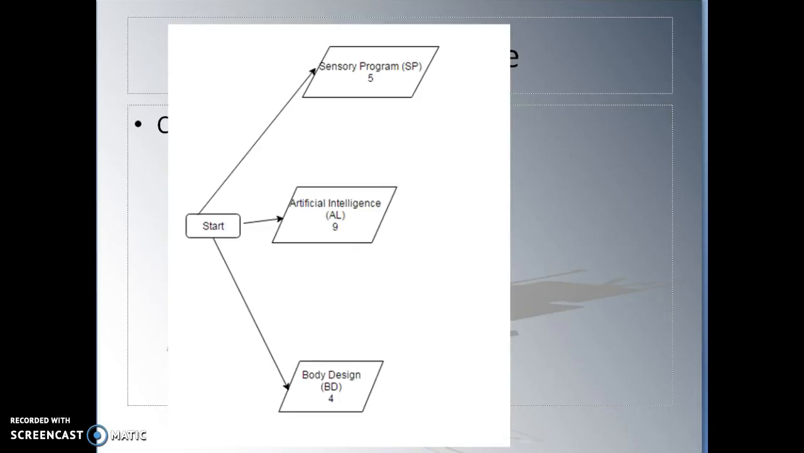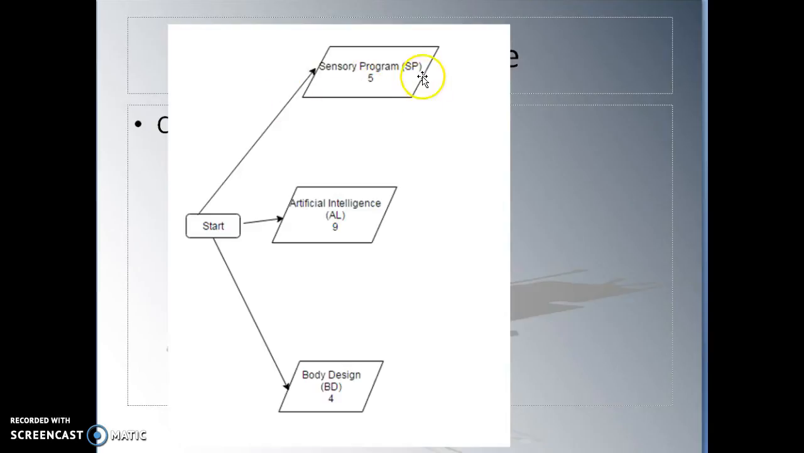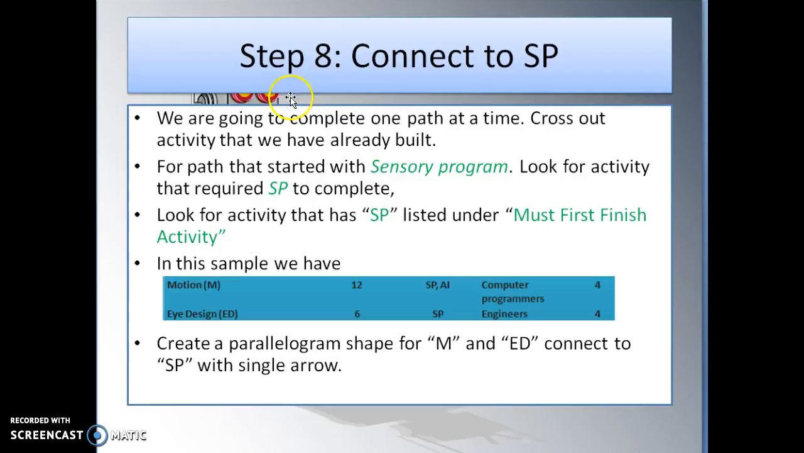Alright. The next step, we're gonna find what activity could be done after you completed the XP. After we finish the SB one, then we go to the AL one, and then we go to the BD one. Okay, so now step 8, we are going to complete one path at a time.